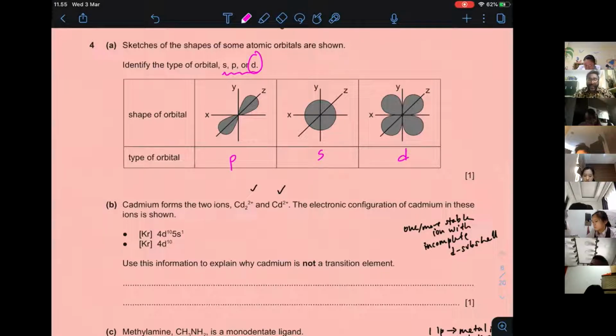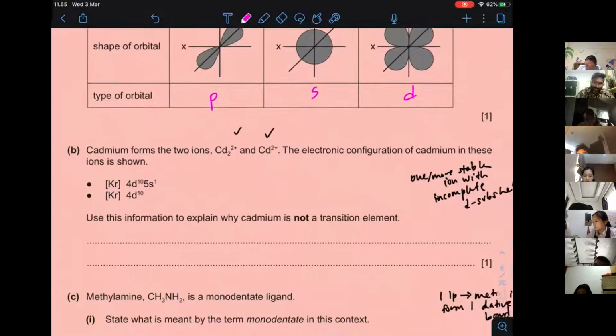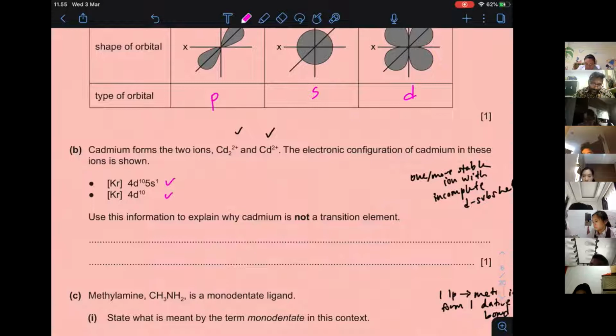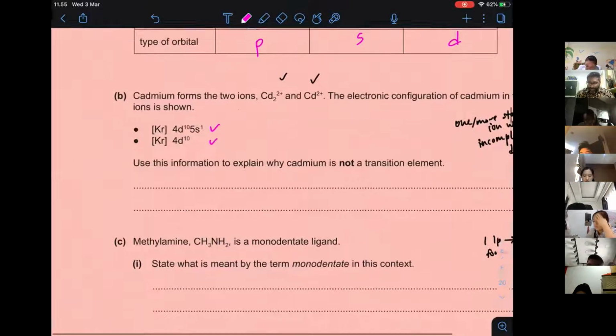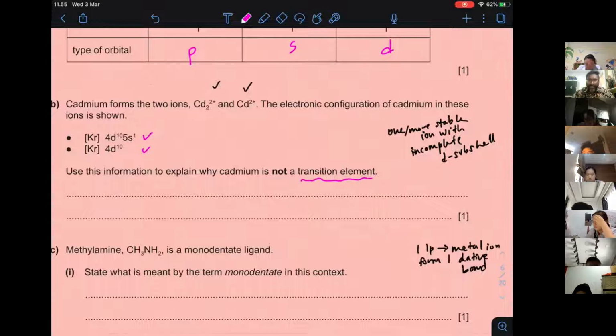Cadmium forms the 2 ions. They have given the 2 ions and the electronic configuration is given. Now use this information to explain why cadmium is not a transition element. So talking about the definition of a transition element: an element that can form one or more stable ions with incomplete D subshell. So whenever you see here, the D subshells are all complete.